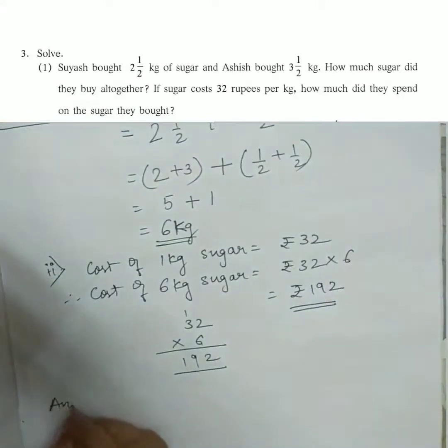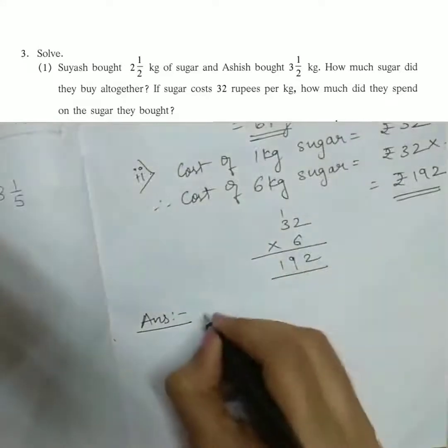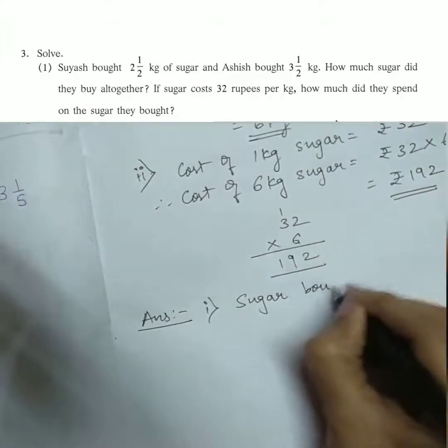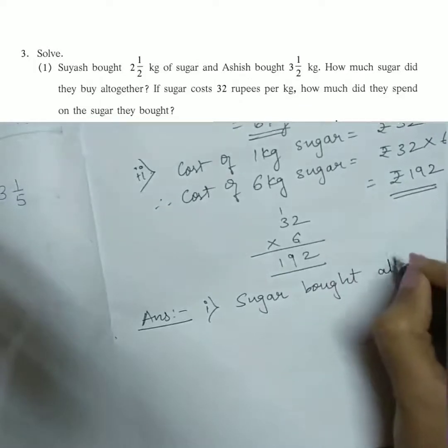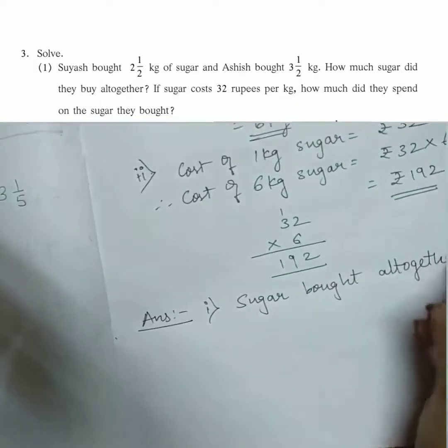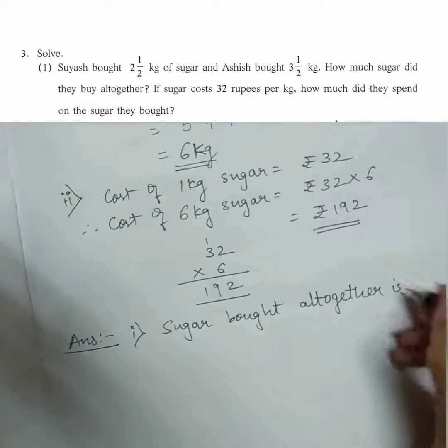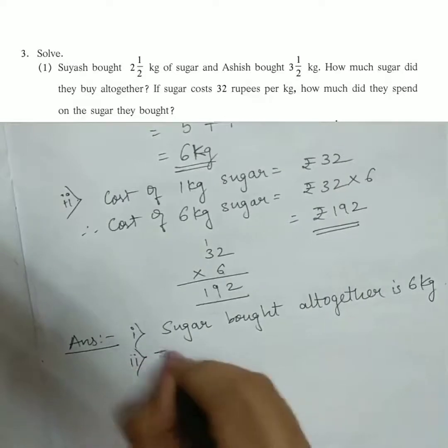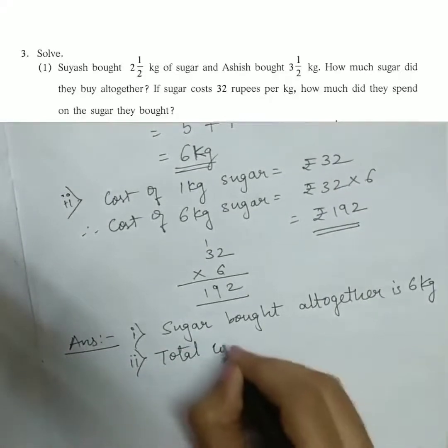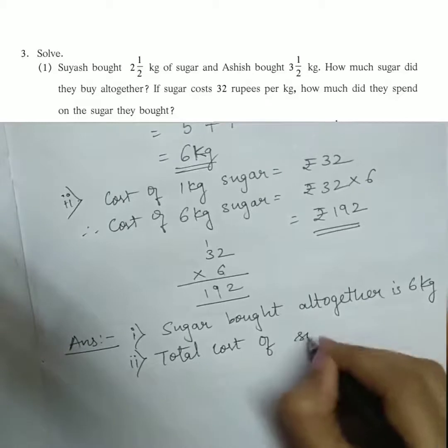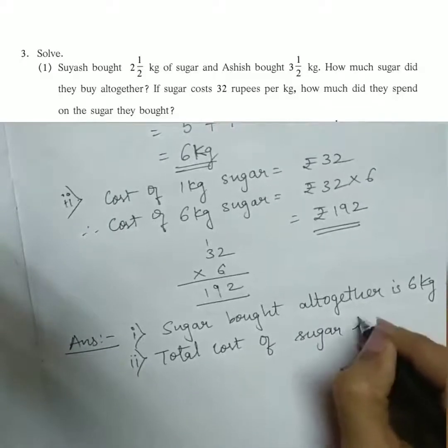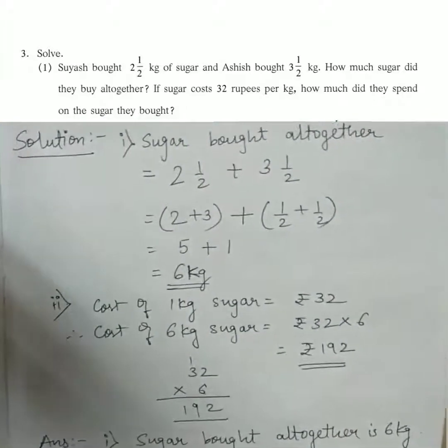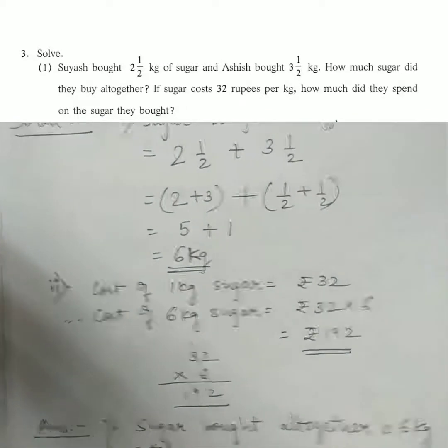So in answer part, what we will write? First thing, sugar bought altogether is 6 kg, and second, total cost of sugar is rupees 192. So this is our full sum.